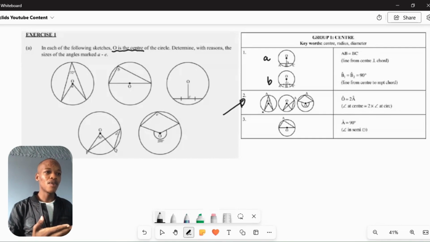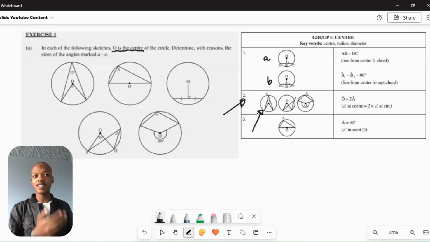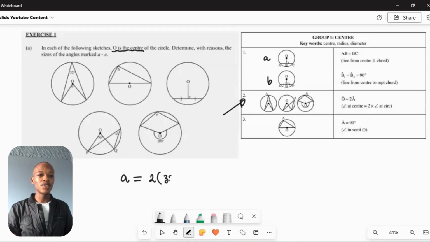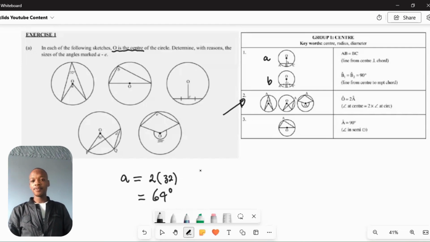Here is number 2. I was able to identify making use of this diagram. The diagram is saying the angle at the center is twice the angle at the circumference. Now I know A is equal to 2 times the angle at the circumference, which is 32 degrees, which means that is 64 degrees. Just like that. And then let's go for B.